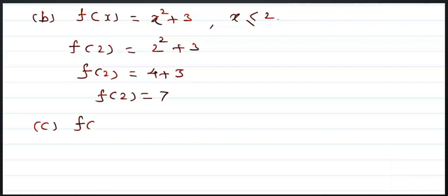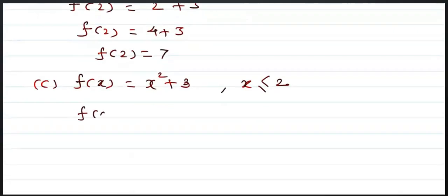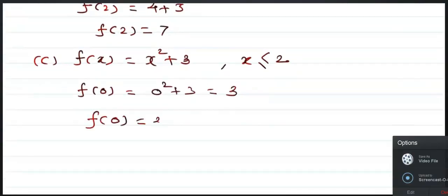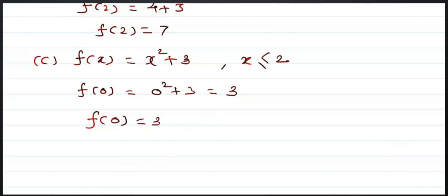Now see, f of x is equal to x square plus 3, and x is less than or equal to 2, and in this case our value is 0, therefore we take the function f of x is equal to x square plus 3. Therefore f of 0, x is replaced by 0, that is 0 square plus 3, and that is equal to 3. Therefore f of 0 is equal to 3.